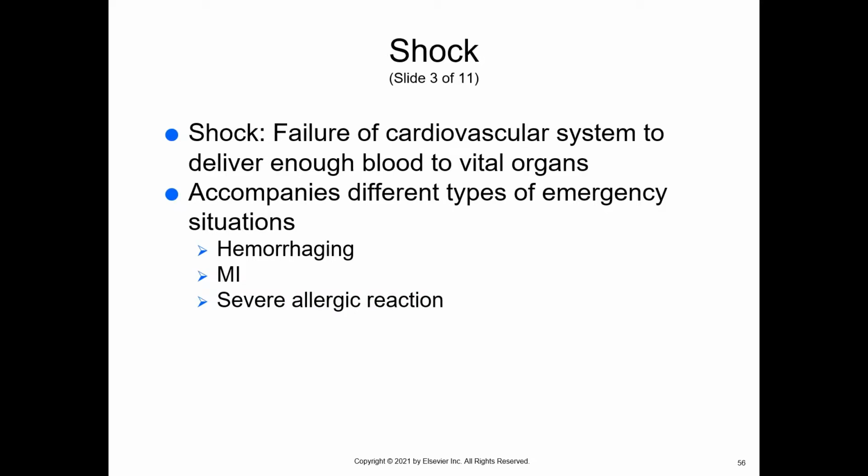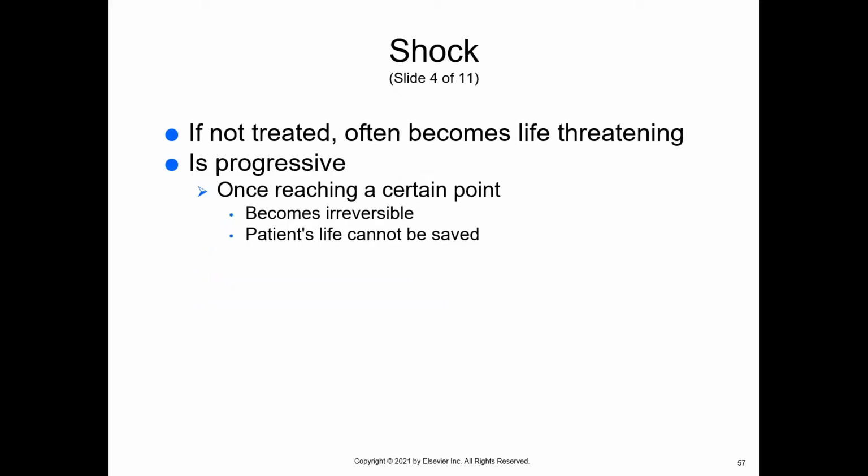The next medical condition to be aware of is shock. We'll be describing all the different types of shock after we get done with this short slide series. Shock is simply the failure of the cardiovascular system to deliver enough blood to vital organs. This accompanies different types of emergencies, or can be all on its own. Emergencies such as hemorrhaging, external or internal, myocardial infarctions, or severe allergic reactions. If not treated, shock often is a life-threatening condition, and it can get worse, and it can be irreversible, to the point where the patient's life cannot be saved.